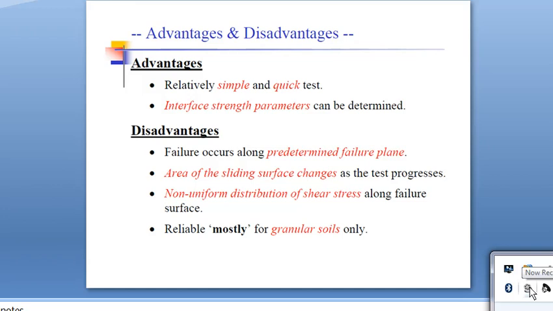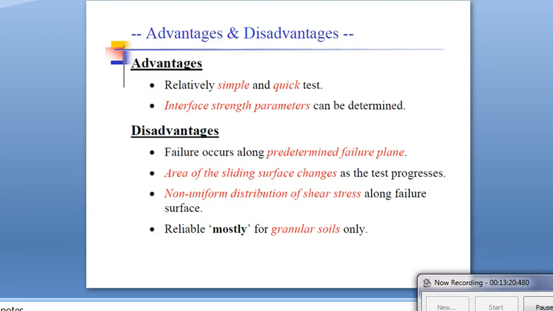Okay, so now I am ending the lecture. Up to this we have discussed about the direct shear test. So you just go through the Arora textbook and read the procedure, principle, experimental test result.